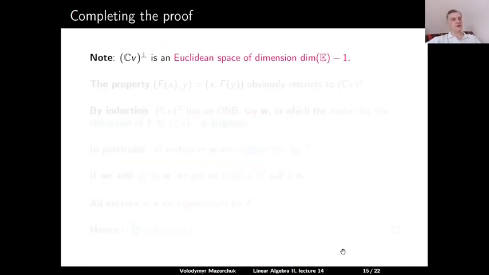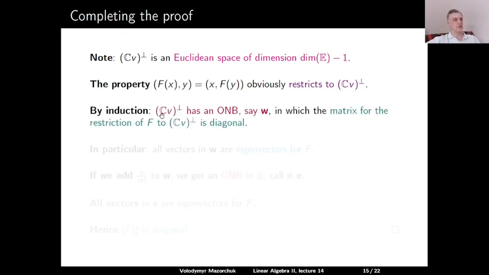Now note that this orthogonal complement is a subspace of our Euclidean space, and it has exactly dimension of the Euclidean space minus 1, because Rv is a subspace of dimension 1. And of course, our property that f of x scalar product with y is equal to x scalar product with f of y obviously restricts to any subspace. So by induction, the orthogonal complement of Rv has an orthonormal basis, let's call it w, in which the matrix for the restriction of f to this orthogonal complement is diagonal.